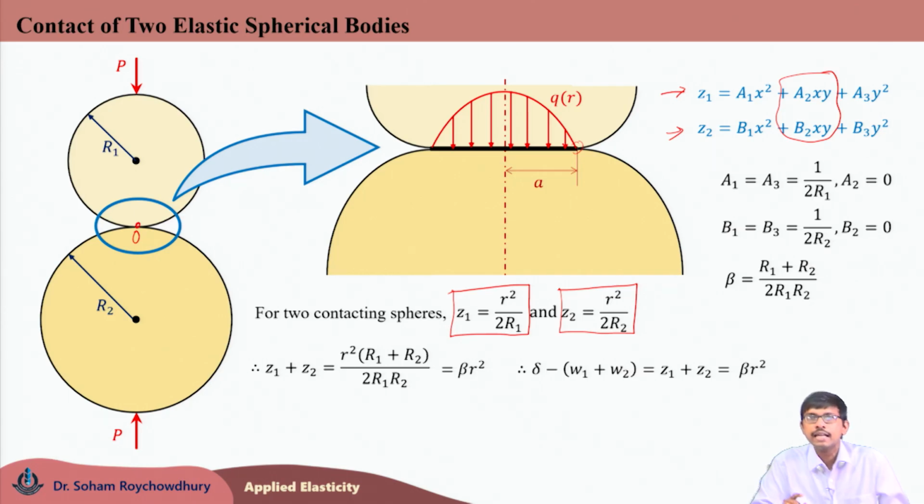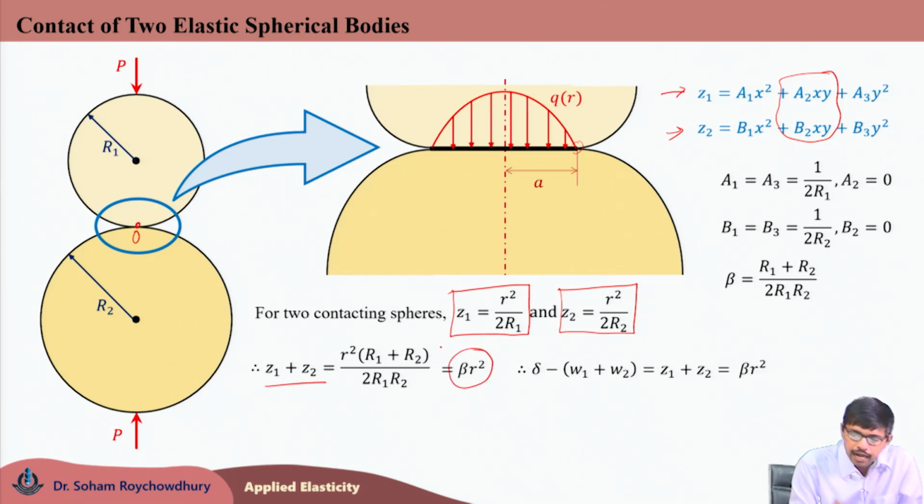Now, substituting it back in the equation of the mutual approach distance delta, which was delta minus W1 plus W2 equals Z1 plus Z2. This is the equation we had derived for the Hertzian contact stress theory, where W1 and W2 are the local deformation of two bodies around the point of contact. Delta is the mutual approach distance for the far field points between two bodies, that is equal to Z1 plus Z2. And for the present problem of contact between two spherical bodies, we had obtained that Z1 plus Z2 is equal to beta R square.